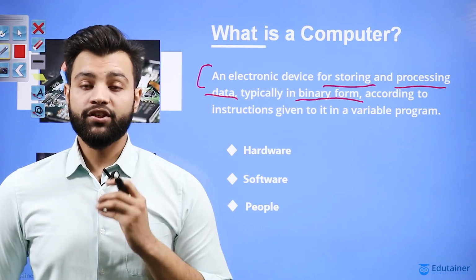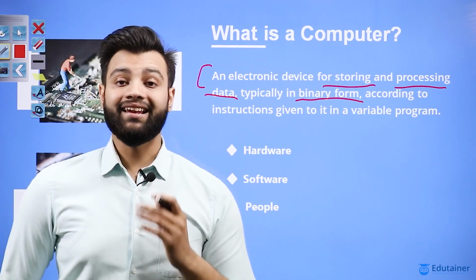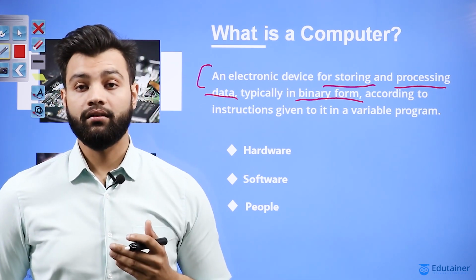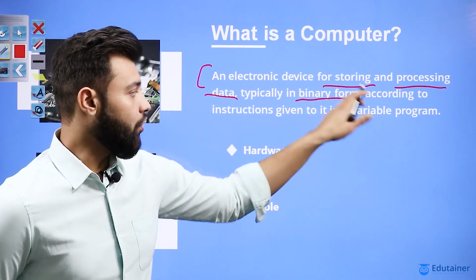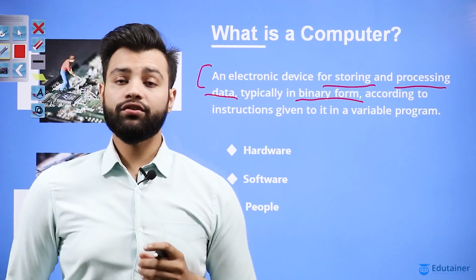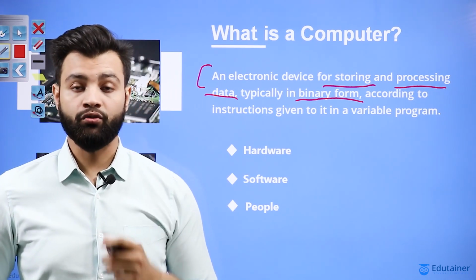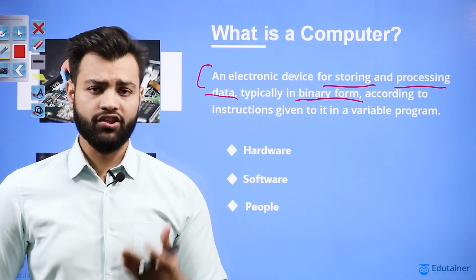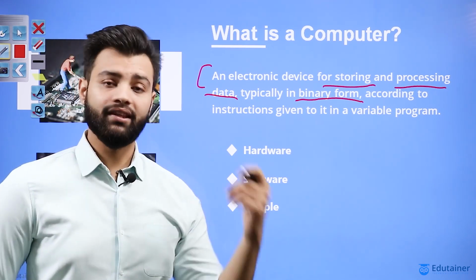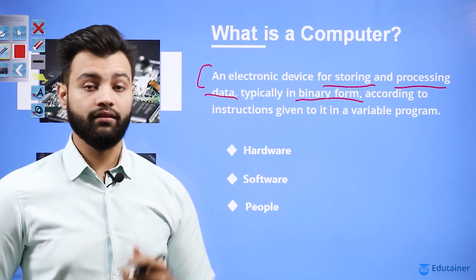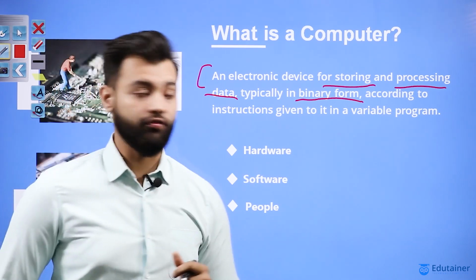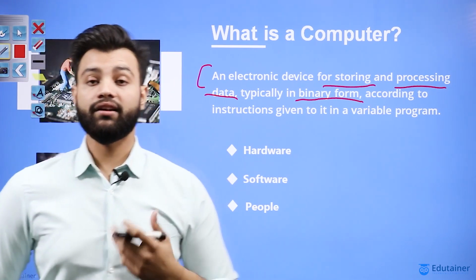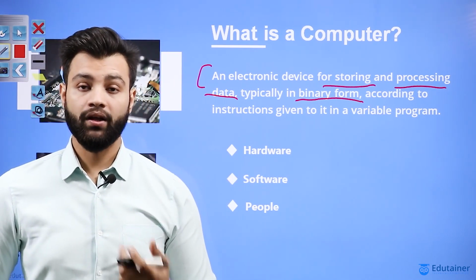So we can say it is an electronic device that helps to store and process data in binary form. The computer stores the data in binary form, so that is its particular language. Like we have our languages, like English and Hindi, the computer has its own language, that is, it stores the data in binary form. And it will change according to the instructions given by the user.